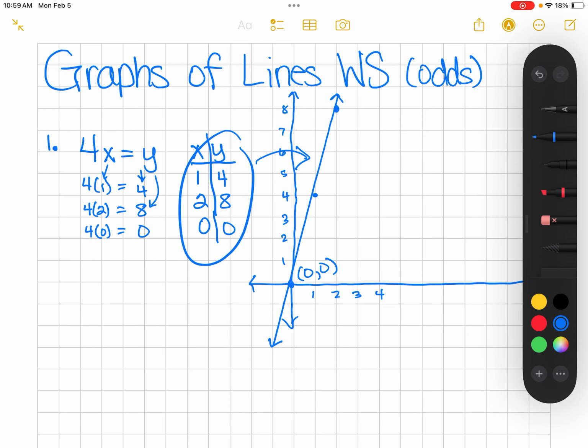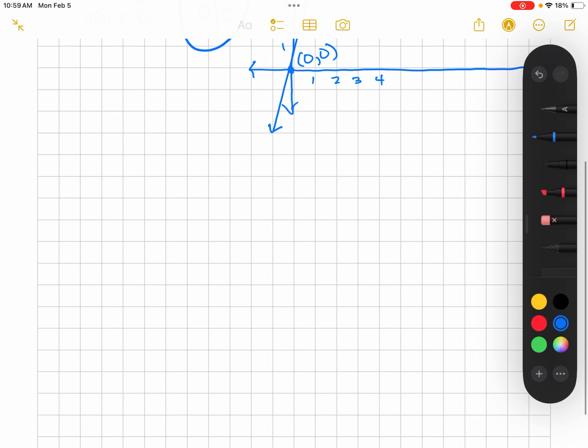Okay, let's move on to number 3. So number 3 says y equals 4x minus 2. So I'm going to make my t-chart. I'm going to move it down here. I'm going to pick a number for x. I'm going to pick 1. I always usually start with 1 and just see if it works. So that means I would have y equals 4 times 1 minus 2. So 4 times 1 is 4, minus 2 is 2, so y equals 2.